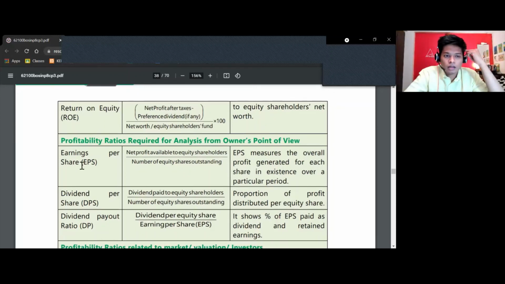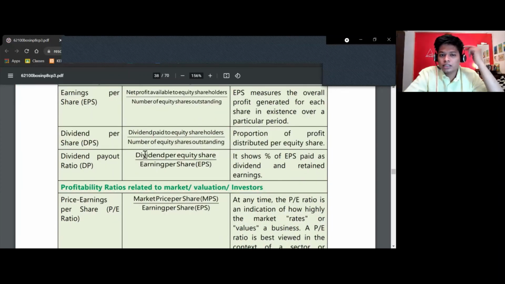Dividend payout ratio gives you the dividend per equity share divided by earning per share. So how much is my dividend? 10 rupees dividend, and the earning per share is 80 rupees. So it's 10 divided by 80. Out of the 80 rupees that is earned, it's only giving me 10 rupees. So that is dividend payout.